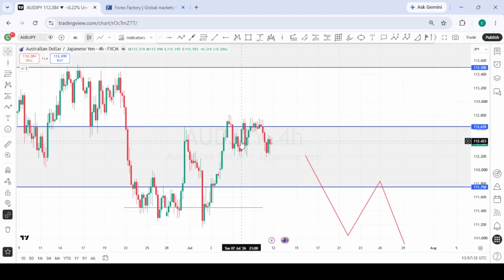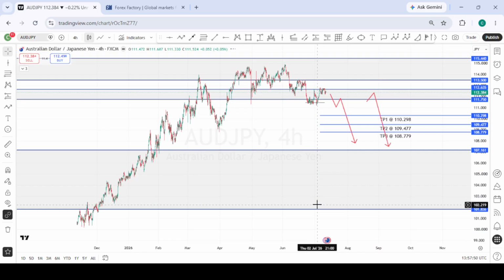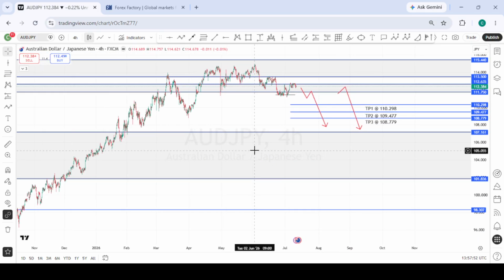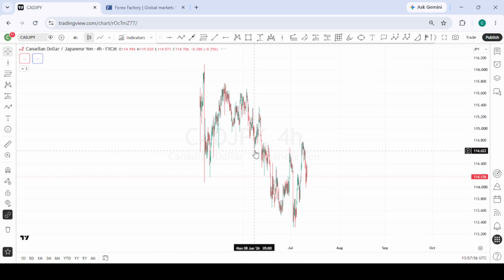If it develops, we might likely take our first entry after this double top completes. We look for a retest of the neckline of the double top and take our possible first entry before we see price shift this structure and come for another retest, and then we look for another selling opportunity. So we just have to be patient to see how price plays out within that zone. And these are the various targets we have for AUDJPY on the bearish side.